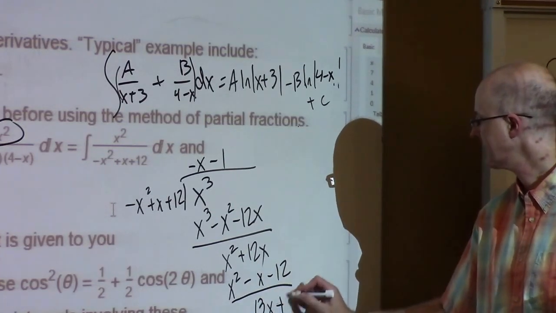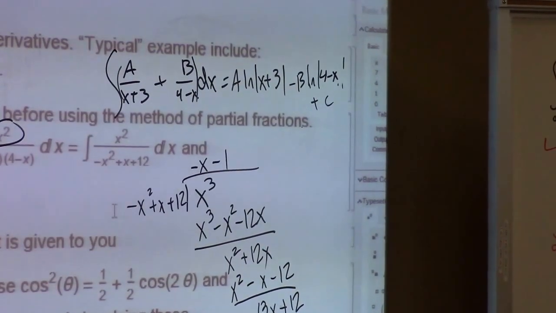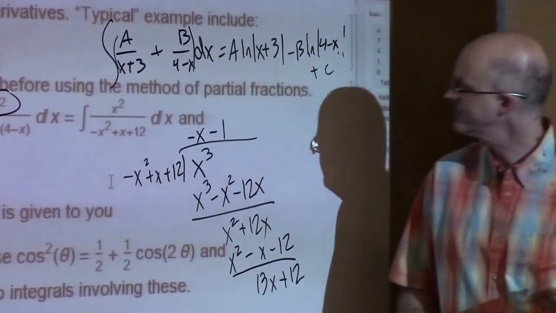Careful, subtracting. That's going to be the remainder. Did I make a mistake? Well, yeah, why would it be 13x?